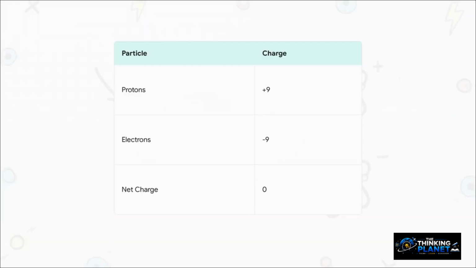But wait, atoms don't just throw players out into the void. That knocked out electron has to go somewhere, right? Enter the fluorine atom. Before the chaos starts, let's check its stats.